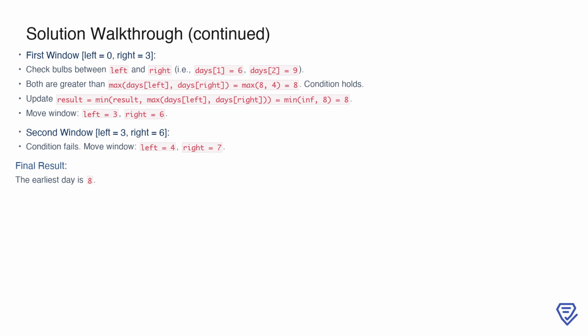In the second window, the condition fails, so we shift the window again, setting left to 4 and right to 7. At this point, no more valid windows meet the condition. Therefore, the earliest day where there are exactly two empty slots between two blooming flowers is day 8. This concludes the solution for this example.